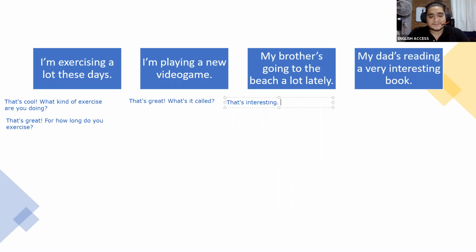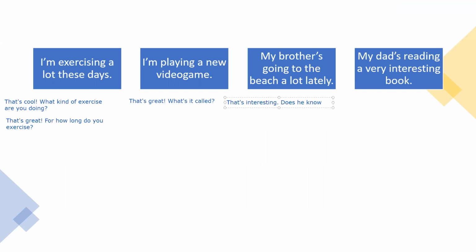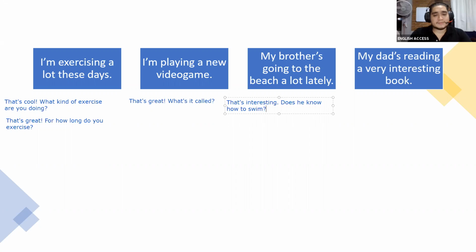So, for example, why does he know how to swim, or does he go with his friends? Something like that. Okay, try to use your imagination. Now, you cannot use these examples. These are my examples. So, tell me one more.